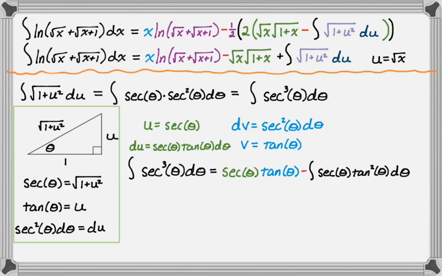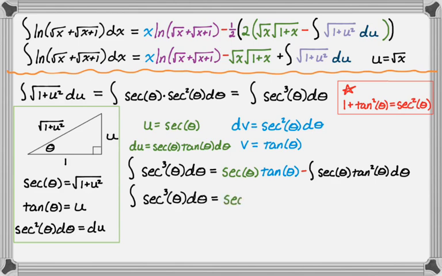So what I'm going to do is replace tan squared, but I have to remember a Pythagorean identity to do it. I know that 1 plus tan squared is equal to secant squared, so I can make that substitution. So let's do that. Okay.